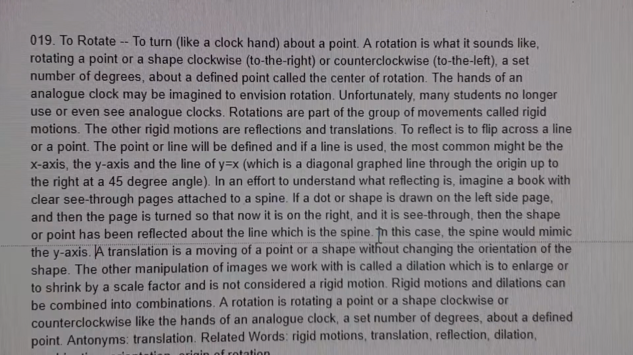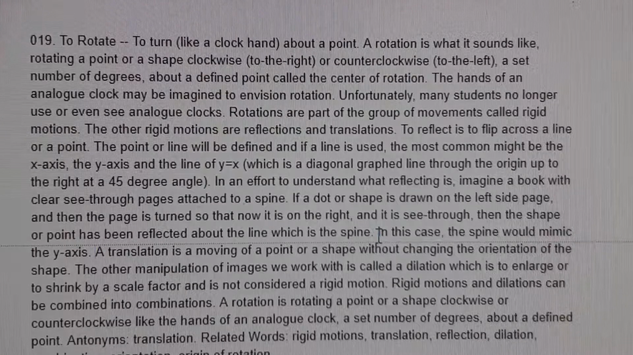To rotate. To turn (like a clock hand) about a point. A rotation is what it sounds like, rotating a point or a shape clockwise (to the right) or counterclockwise (to the left) a set number of degrees, about a defined point called the center of rotation.